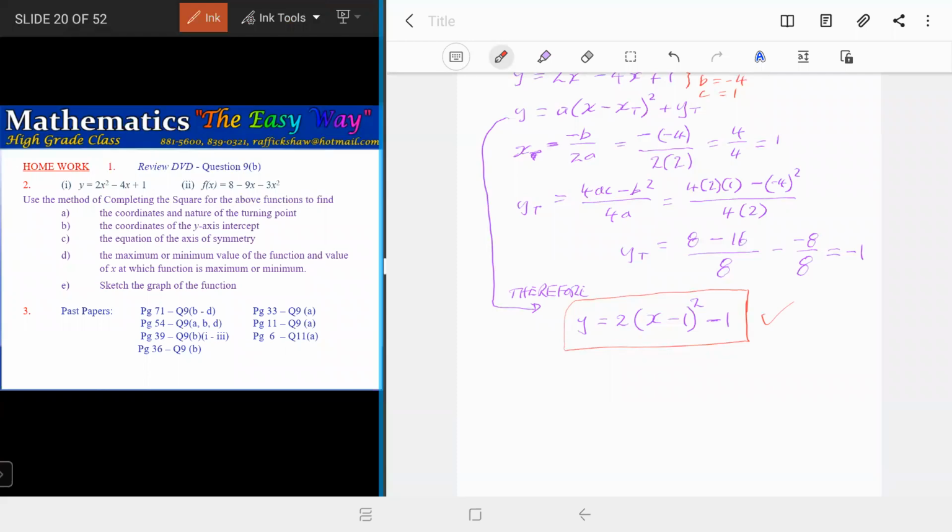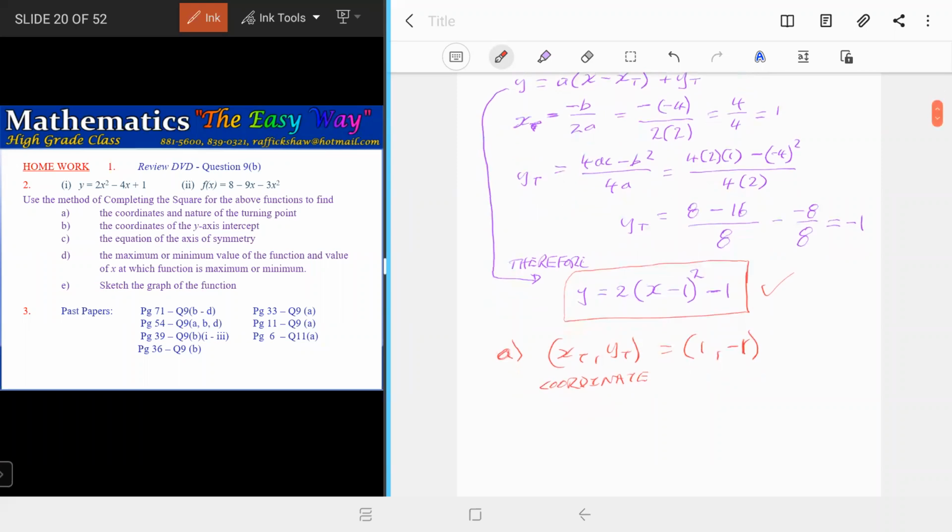All right. So the first answer is for us to state the coordinates and nature of the turning point. The coordinates and nature of the turning point. Now the coordinate is XT, YT. I'm just writing them down. That's the coordinates. We have to put the value. So the XT value is 1 and the YT value is negative 1. All right, that's about the coordinates.